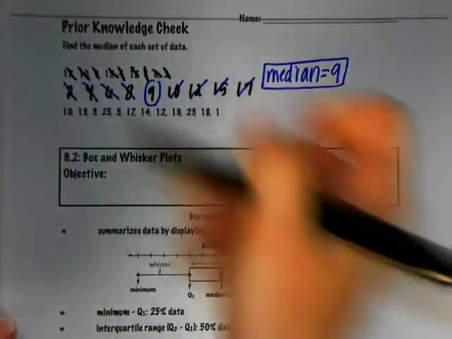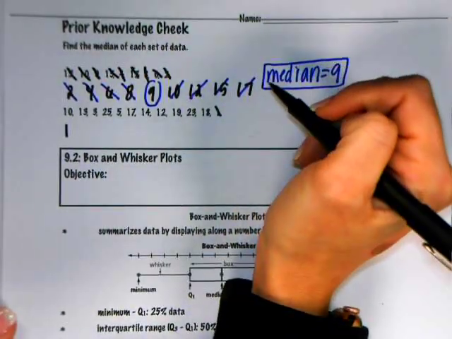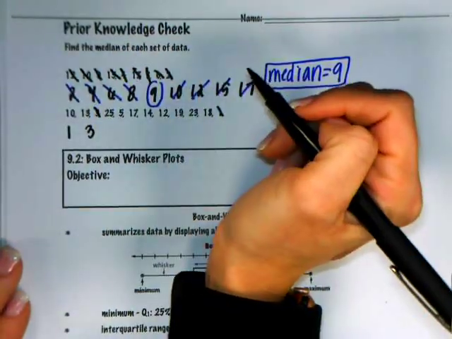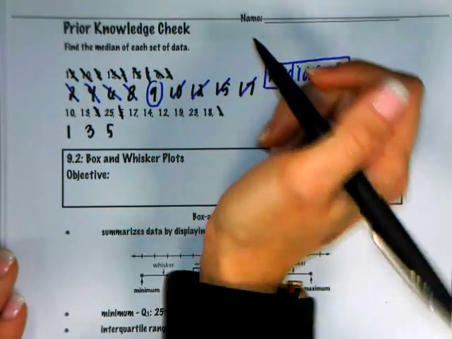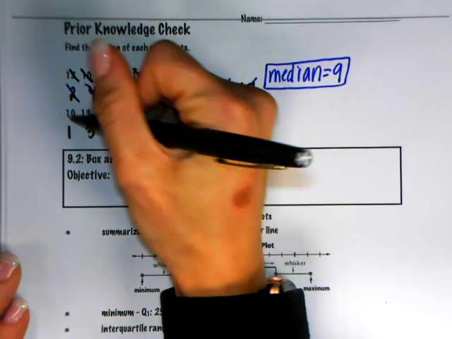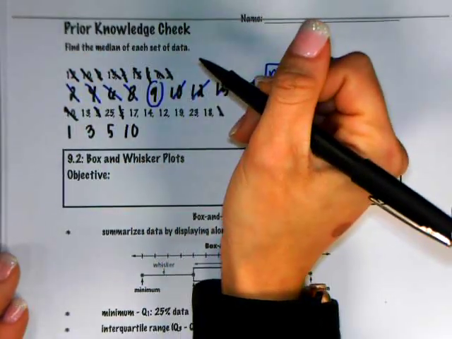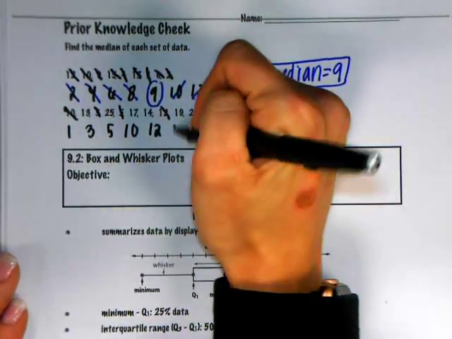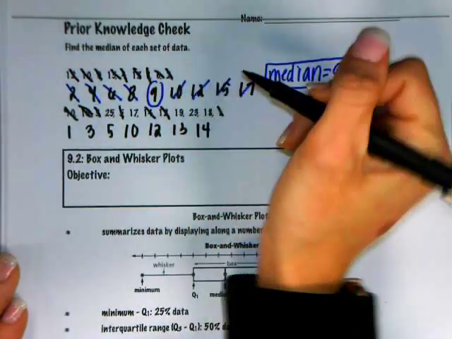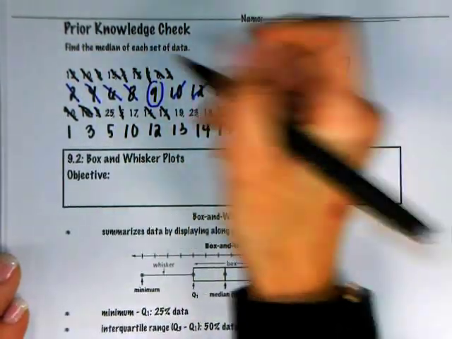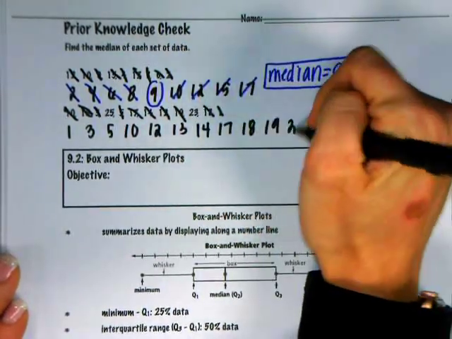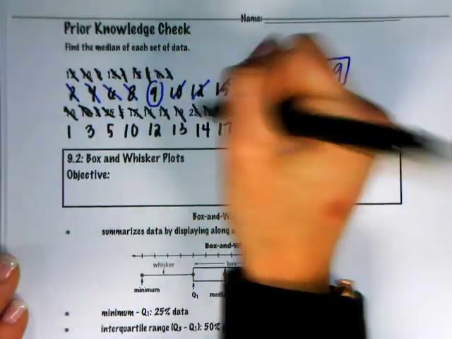Okay, and then the next one, 1, 3, 5. I'm so bad at this. My eyes are so bad. 10 is next. 12, 13, 14, 17, 18, 19, 23, 25. Okay.